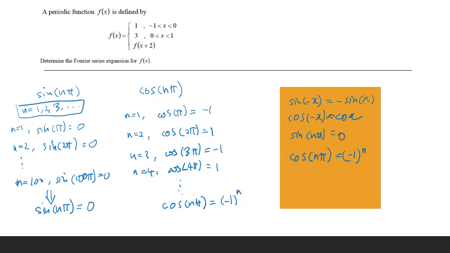But remember, if we have sine of n pi over 2, it does not equal 0, because n over 2 will not become a positive integer. It will become a fraction.